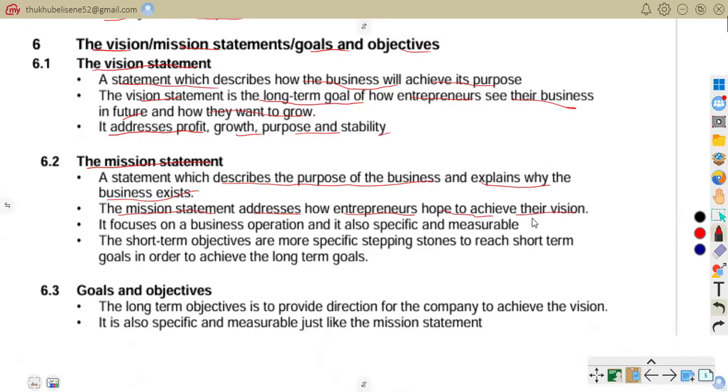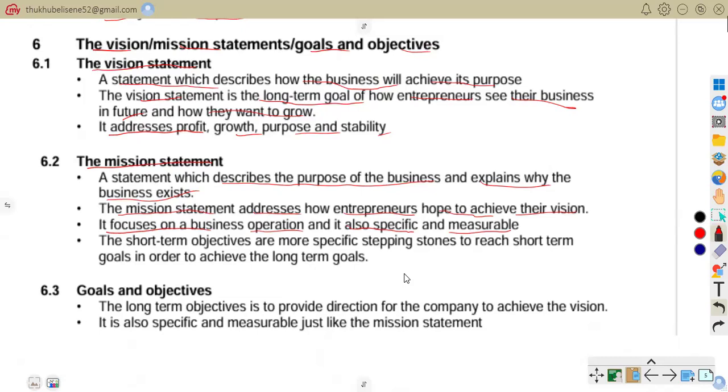So it outlines what the business does every day to reach its vision, like producing quality products and providing excellent customer service. It focuses on the business operation, explaining the daily activities of the business. It is also specific and measurable, that is, it includes clear targets that can be measured. For example, achieve a 95% customer satisfaction rate.